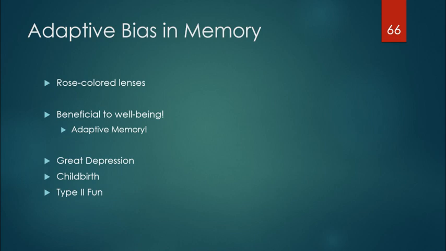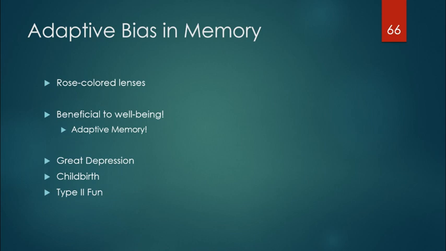So again, we see that word adaptive. Remember, adaptive just means that there's some evolutionary advantage, some survival advantage. In this case, the advantage is happiness. If we can remember events in ways that are advantageous to our emotional state, that is a good thing. What am I talking about? So the first example on the slide there is rose-colored lenses. Maybe you've heard this term before.